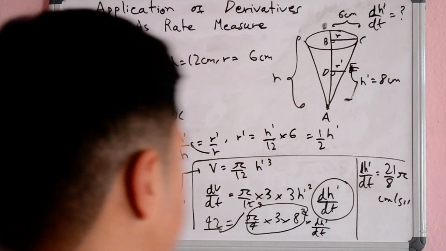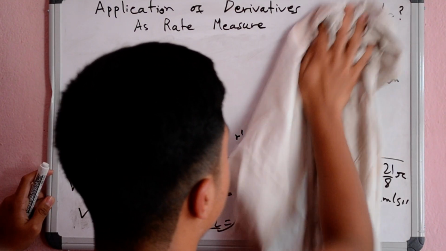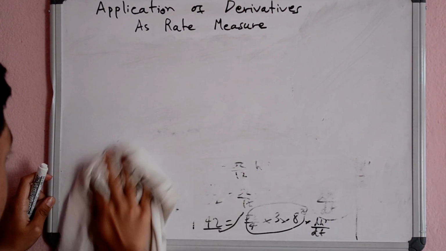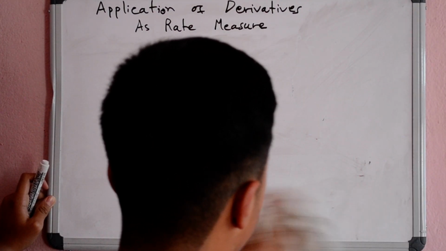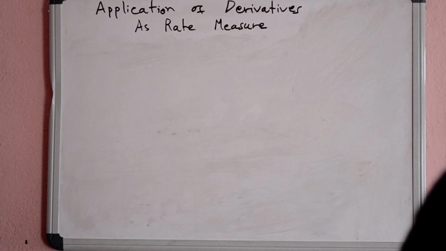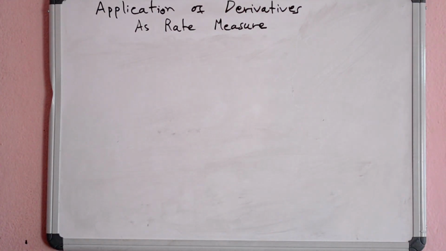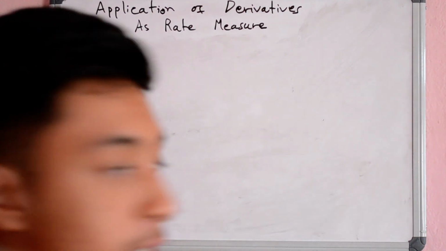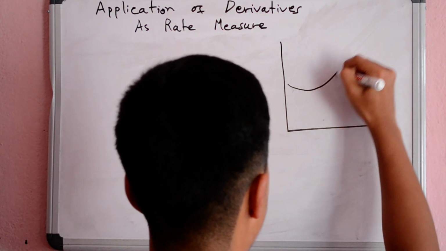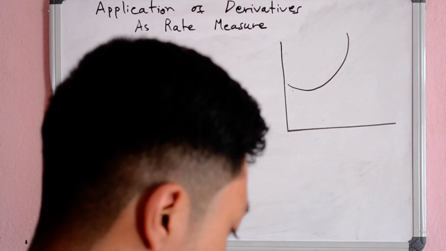Now for the next question. So in rate measure, basically you need more geometric knowledge than you will need for calculus knowledge or knowledge about derivatives. Because for the next question, we'll also be looking at some analytical geometry. So a point is moving along the curve y equals to 2x cubed minus 3x squared in such a way that its x coordinate is increasing at the rate of 2 centimeter per second.